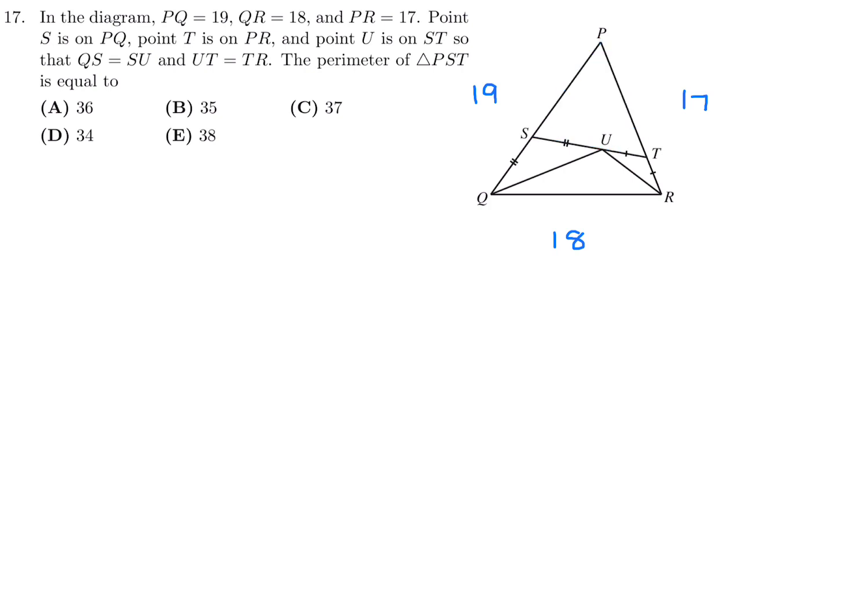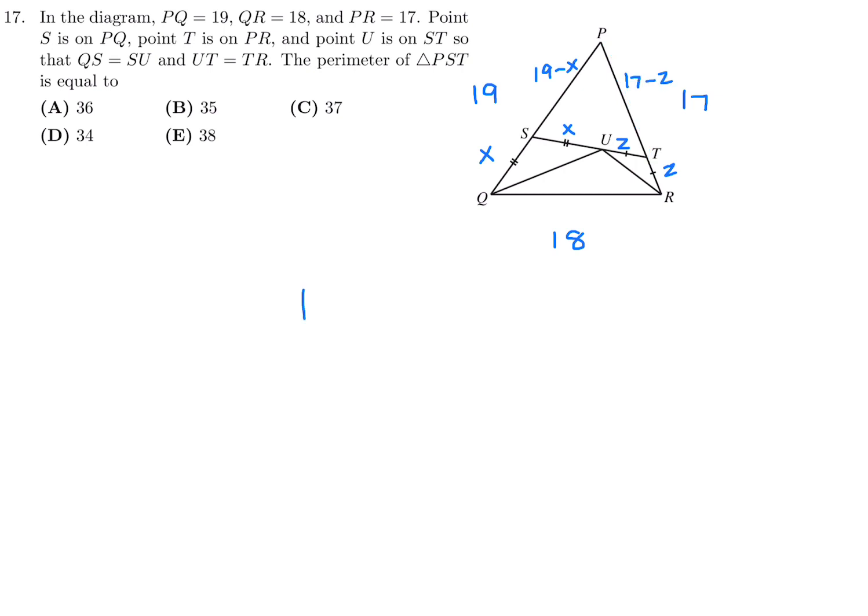Okay, let's label some things. SQ, let's call it X. And this is the same as that. So that means SU is also X. And then SP would be 19 minus X. Very similarly, TR, let's call it Z, whatever. And then this is the same as that, so that means UT is also Z. And therefore PT right there is going to be 17 minus Z.